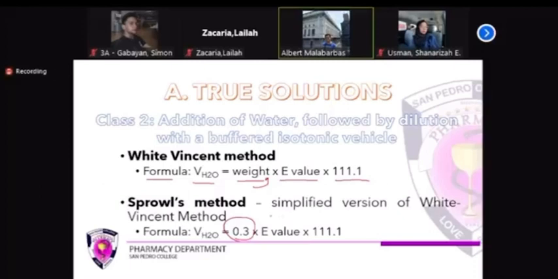Usually, Sproul's method is done for your ophthalmic solutions or our eye solutions. Okay, it is said that the amount is around 1 fluid ounce. So, 0.3.